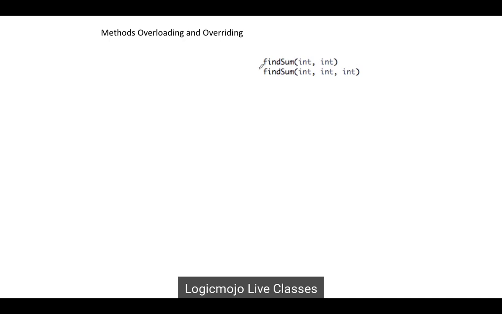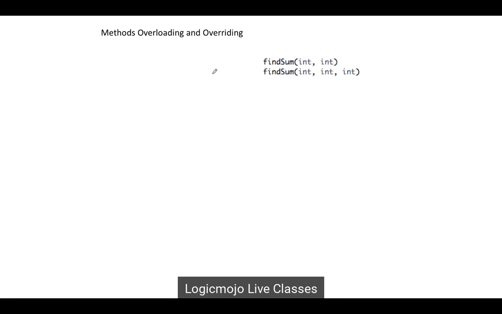So like in this case, the first method has two parameters and the second method has three parameters. So we can pass a different number of parameters to methods with the same name in the same class. Or you can also pass parameters of a different type, like let's say one can be int and another can be string. So this concept is called method overloading.